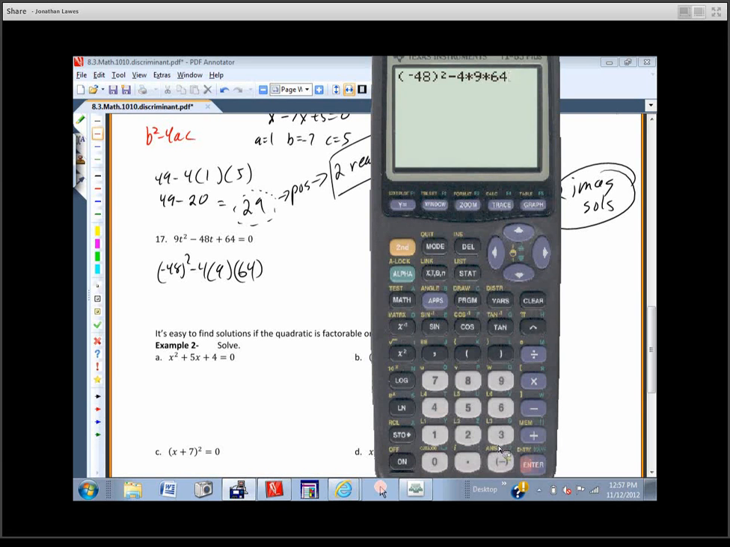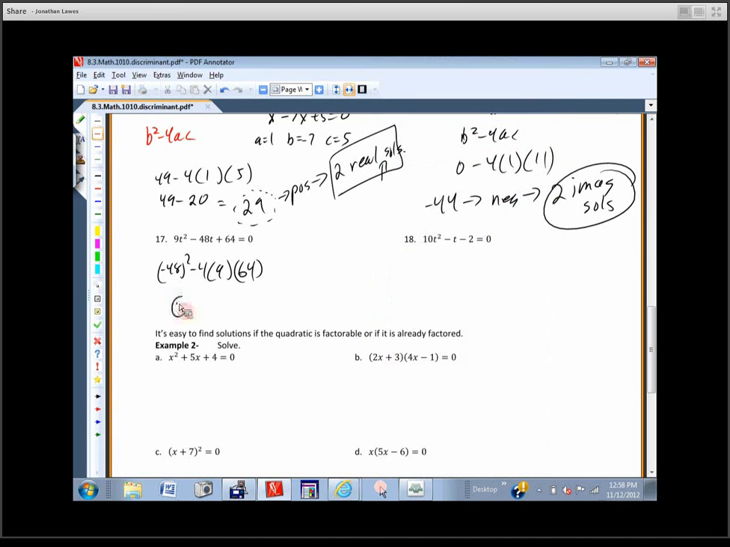Did I type it in right? What do we care about? Positive, negative, or 0? The value of the discriminant is 0. So we keep track of that. That means we have 1 real. Well, wait just a second. Is 1 a perfect square? Yeah, it is. It's a perfect square of 0. So not only is it real, it's also going to be rational. Okay?